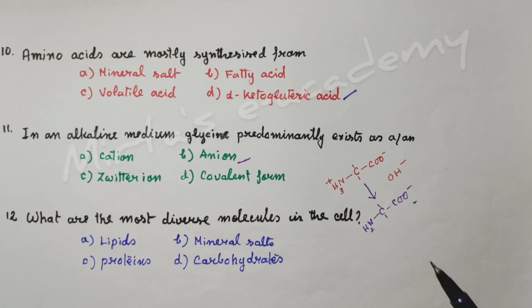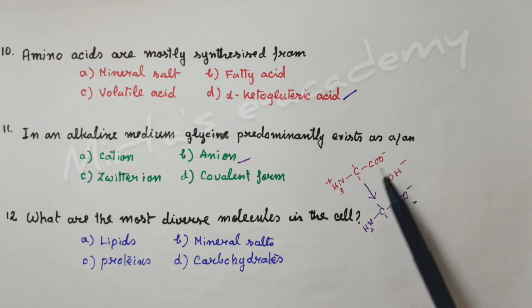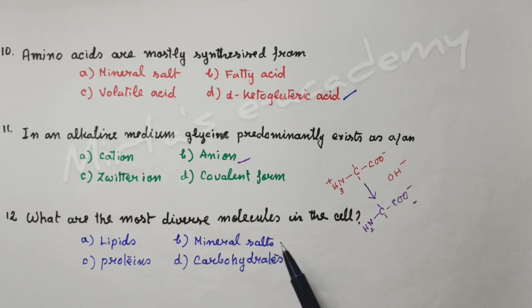And in acid medium, what will happen? That H plus will come over here. And then cation will be the answer. What are the most diverse molecules in the cell? Answer is protein. We all know this.